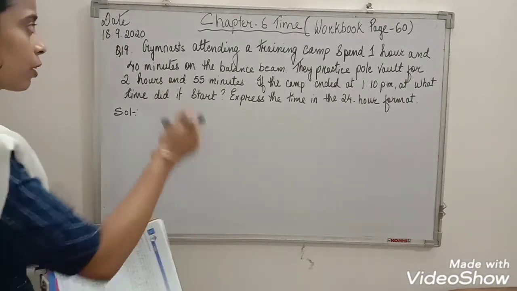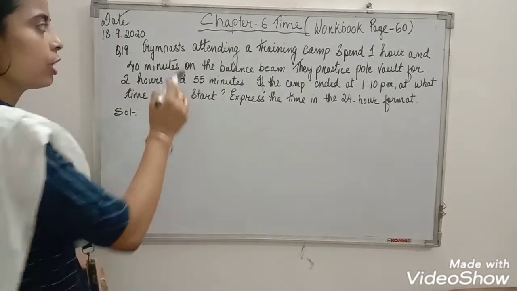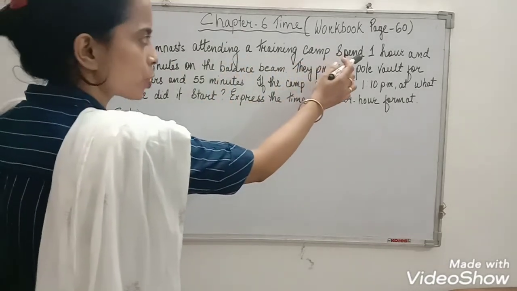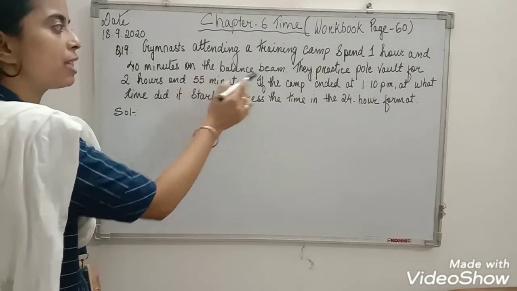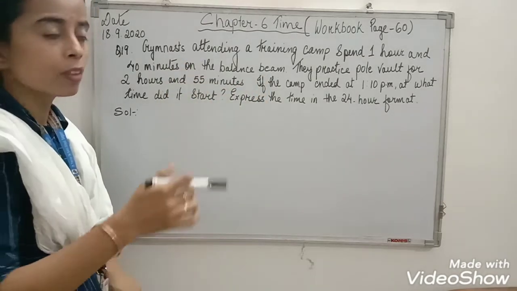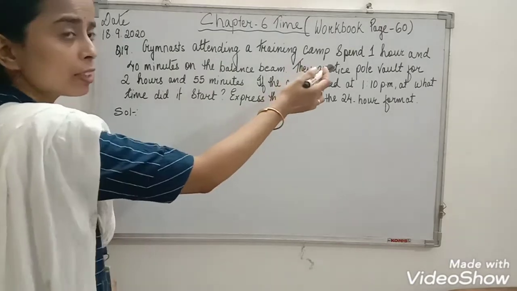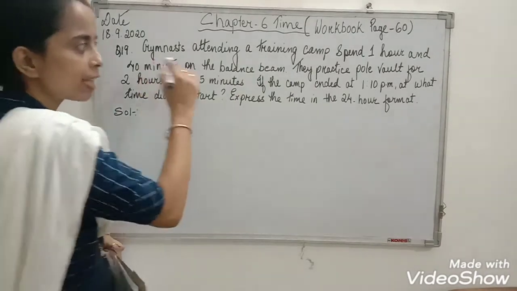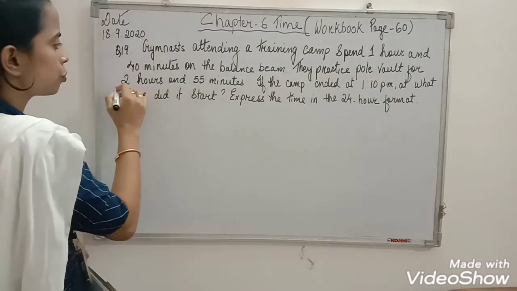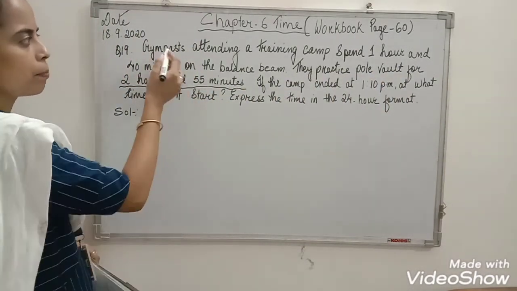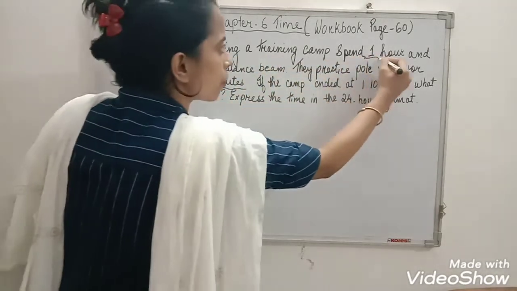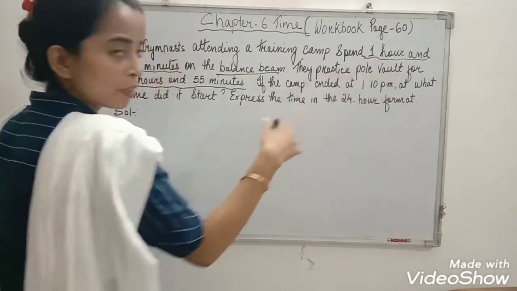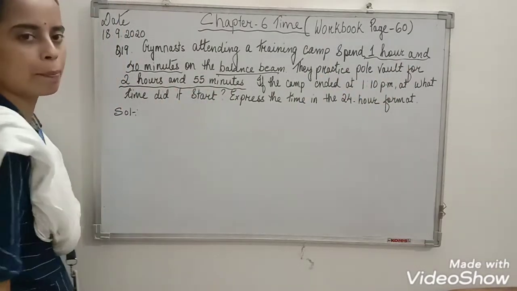Let's start. Here you see gymnasts attending a training camp. Gymnasts attending a training camp spent 1 hour and 40 minutes on what? The balance beam. Then they practiced pole vault, another exercise, for 2 hours 55 minutes.